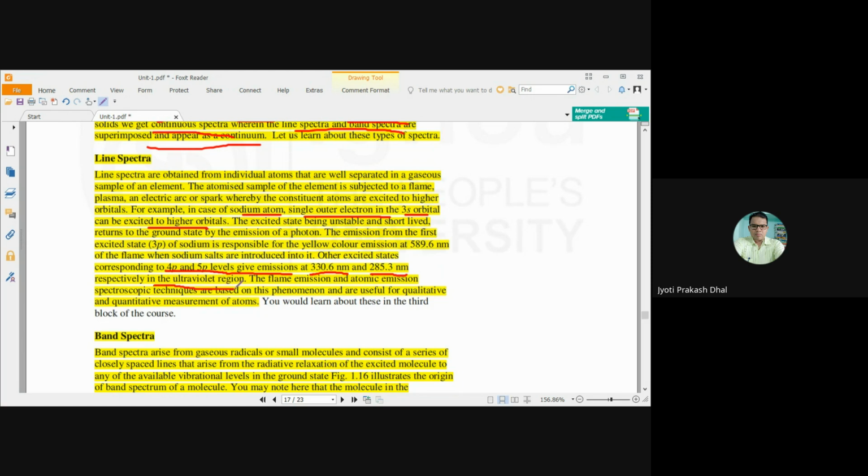respectively in the ultraviolet region. So flame emission and atomic emission spectroscopic techniques are based upon this phenomenon and are useful for qualitative and quantitative measurement of atoms.